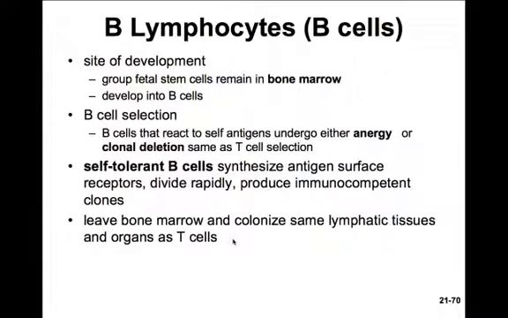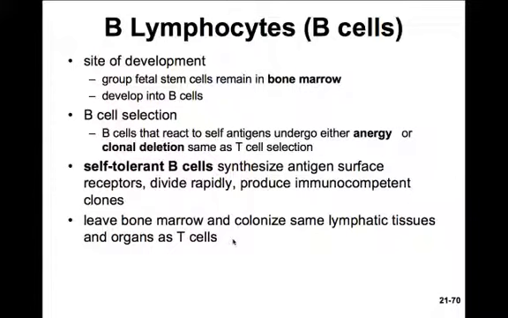B lymphocytes mature in a fairly similar way. However, as you know, they remain in the bone marrow. They develop into mature B cells there. They also go through a process of cell selection. B cells that react with self-antigens either undergo anergy or clonal deletion in a very similar way as T cell selection.